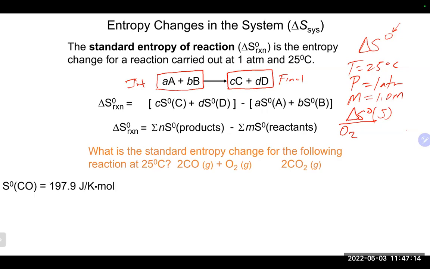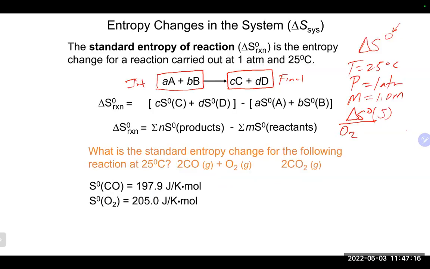So why don't we try one here? And this is the reaction. I think it's on your notes, but I'm missing one up here. It is for CO2. What was that value? Thank you. 213.6 joules. There we go. All right, so take a second and calculate that. Obviously, these would be the values that we would find if we went to the table and looked them up. Let's take a look at it.